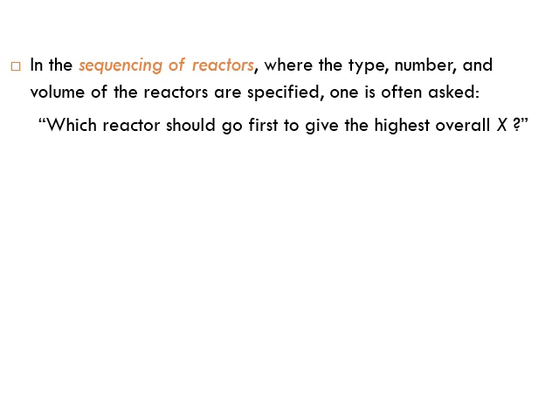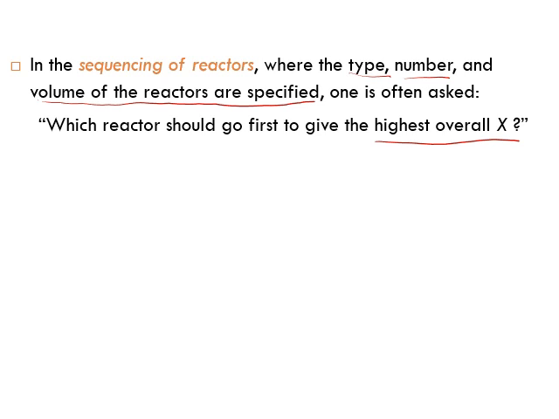Okay, let's look at the same topic from a different angle. In the sequencing of reactors, where the type, number, and volume of the reactors are specified. So we have already ordered the reactors. For example, one CSTR, one plug flow reactor. We know the numbers, 1 and 1. And the volumes are fixed. Those are the reactors we have. I ordered them, now I have them here. And this is its volume. The question now is different. One is often asked, which reactor should go first to give the highest overall conversion?